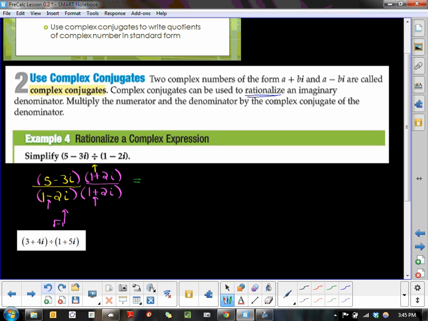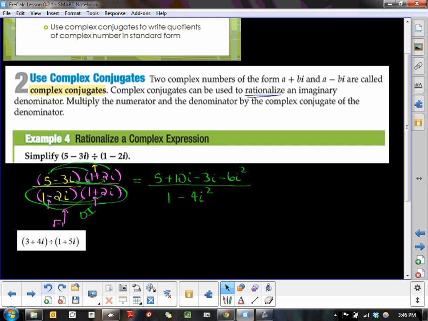So this is going to equal, and now since we learned how to multiply, we'll apply our double distributive property here, FOIL. So 5 times 1 is 5. 5 times 2i is 10i. Negative 3i times 1 is negative 3i. And negative 3i times 2i is negative 6i squared. On the bottom, I know that they're complex conjugates, and I know that the outside and inside terms of complex conjugates always cancel, so I just need the first and the last. 1 times 1 is 1. Then minus 2i times 2i is minus 4i squared.